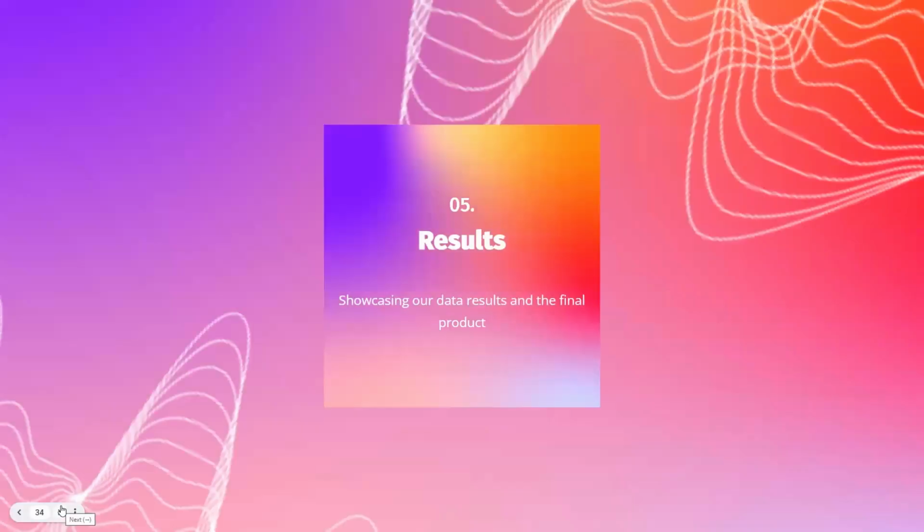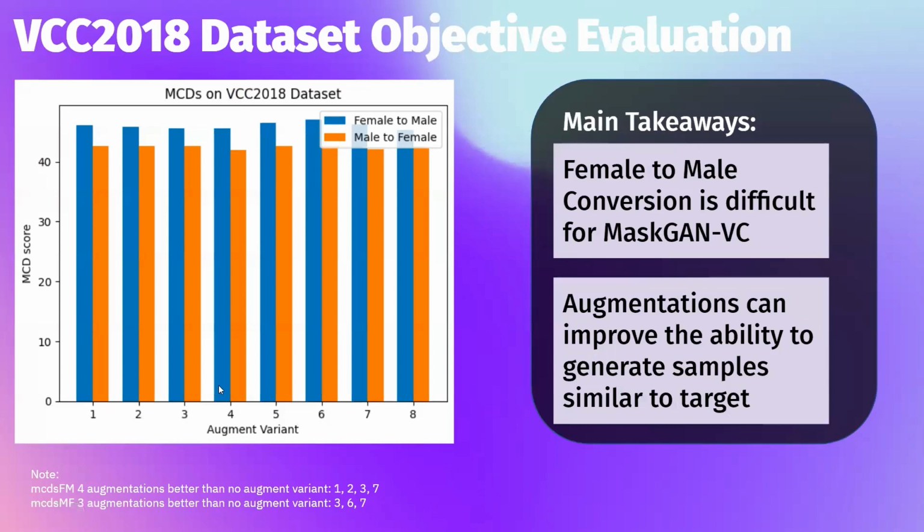Okay, let's get into our results. So we trained on the original dataset from the original paper, which was the VCC 2018 dataset. We wanted to do this because we wanted to use our objective evaluation, the MCD. If you look at the graph, higher numbers on the y-axis mean it's performing worse. We'll see that some of the augmentations actually do improve on the no augmentations from the original model. Also, we notice that female to male conversions have a tougher time than male to female conversions.